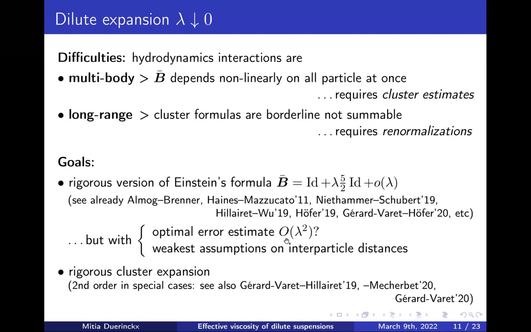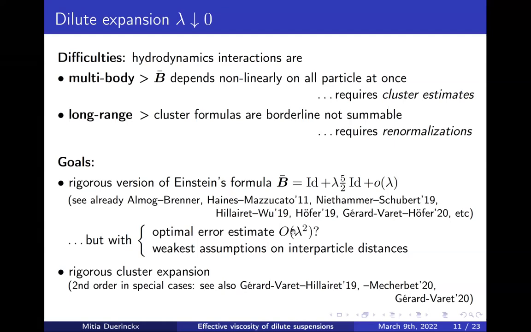And in fact, the error, according to physicists, should be quadratic in the volume fraction. So I would like to emphasize that, in fact, there is no way for this to be true in general. This is actually not true in general. And so I just would like to emphasize what the error should be and what is actually the optimal estimate you can get on the error. So this will be the first thing I will be discussing in detail.